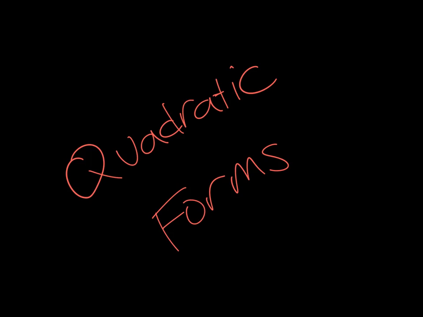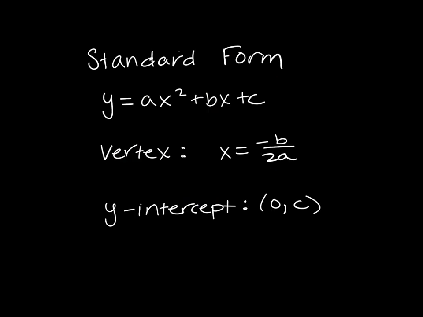So the first kind of form is standard form, and it looks like this: y equals ax squared plus bx plus c. And we can take a and b and use them to find the vertex. So if we take the opposite of b divided by 2 times the value of a, that's going to give you the x value of your vertex. Once you know the x value of the vertex, you're going to plug that in to your x value, and you can find the y value of your vertex.